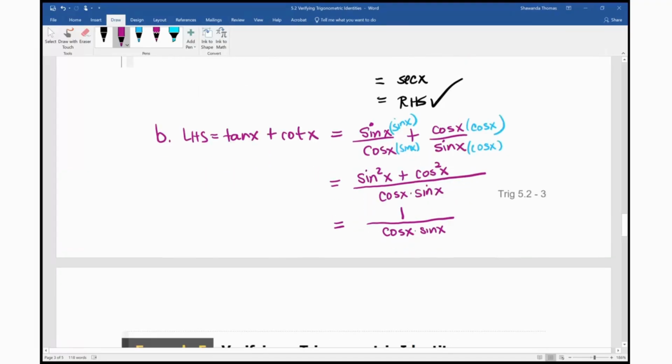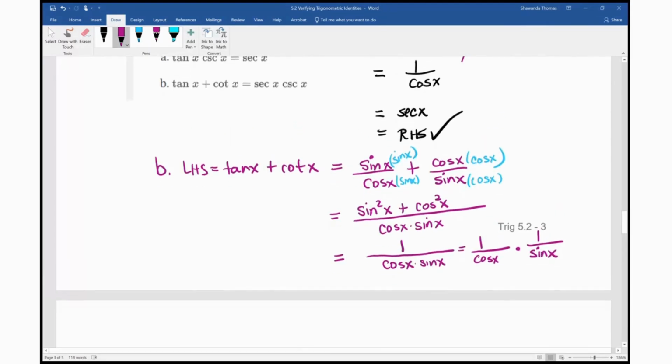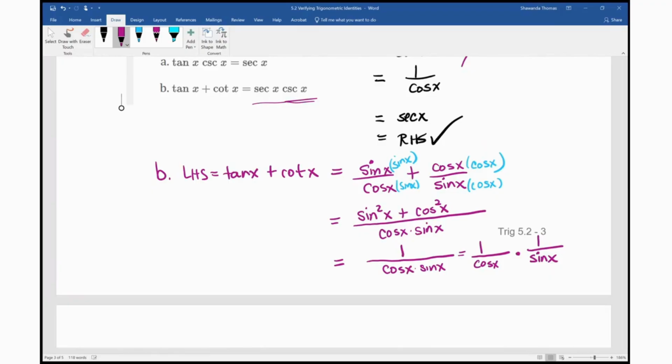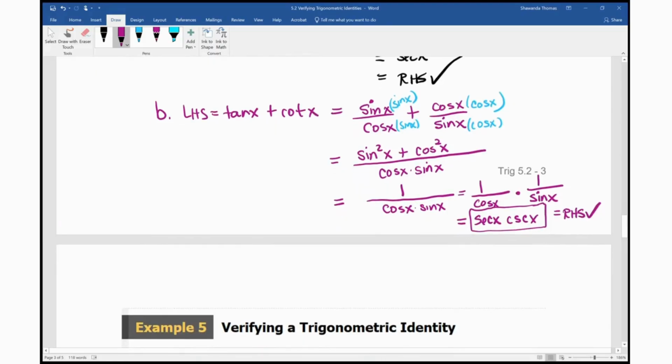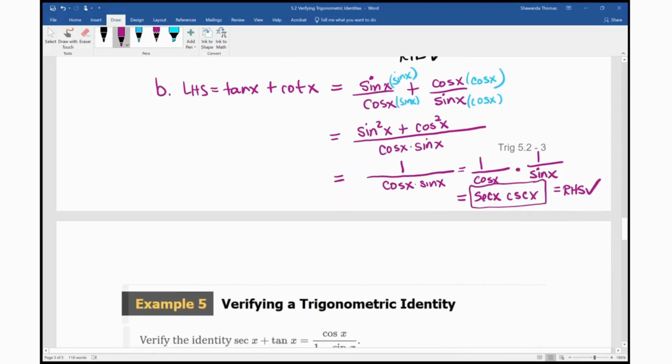We just need to separate this as 2 fractions, 1 over cosine x times 1 over sine x. It's the same thing as 1 over cosine x sine x. And we see now that that 1 over cosine x will give us what part of the answer? 1 over cosine is the same thing as secant x. And then that 1 over sine x is the same thing as cosecant. Yes. So we proved it there, because that equals the right hand side. All right, any questions so far?